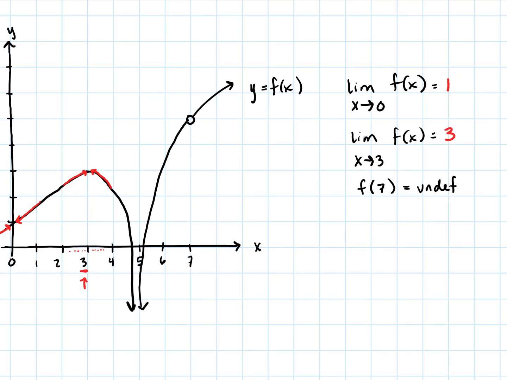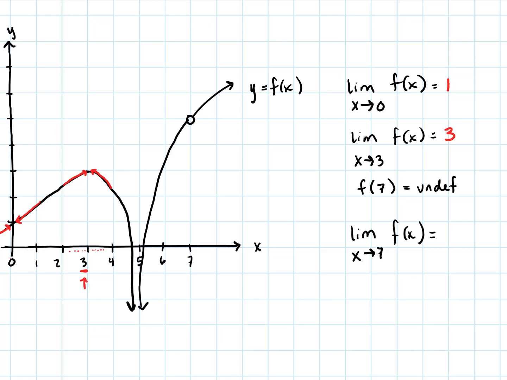So f of 7 is undefined, but we could consider what happens to the limit as x approaches 7 of the function. So the limit of a function and the value of a function at a point are two different mathematical concepts, and we have to keep that in mind.